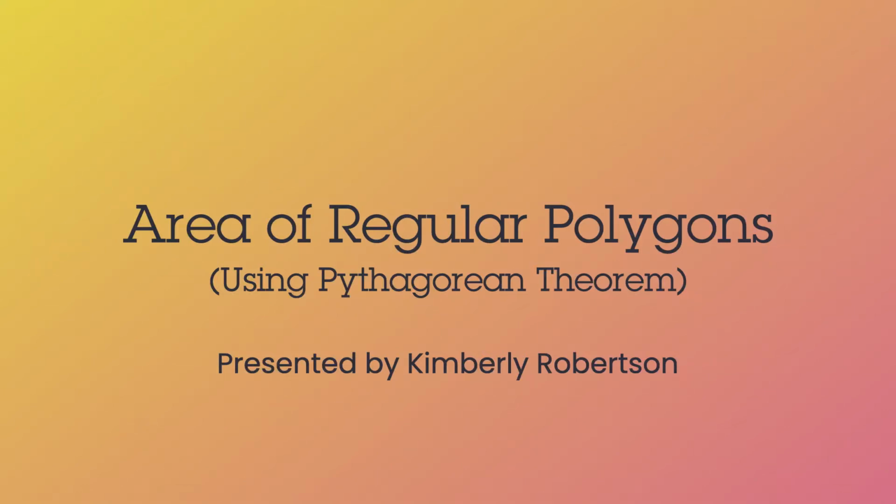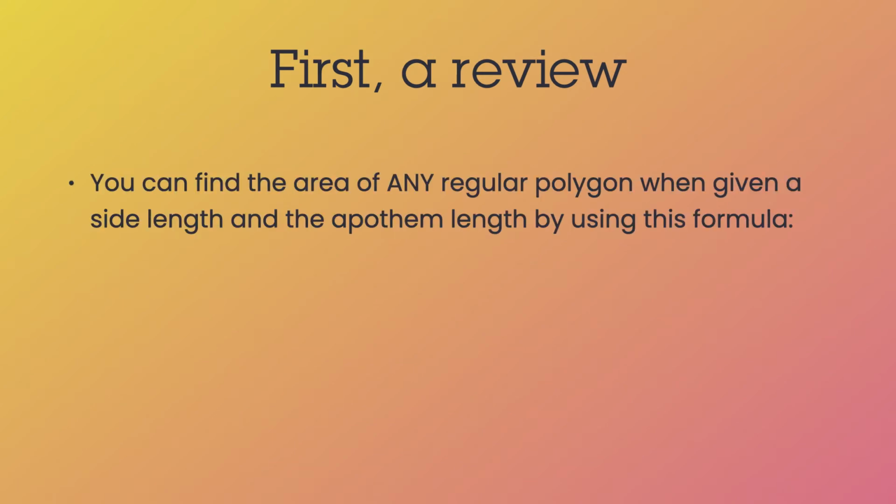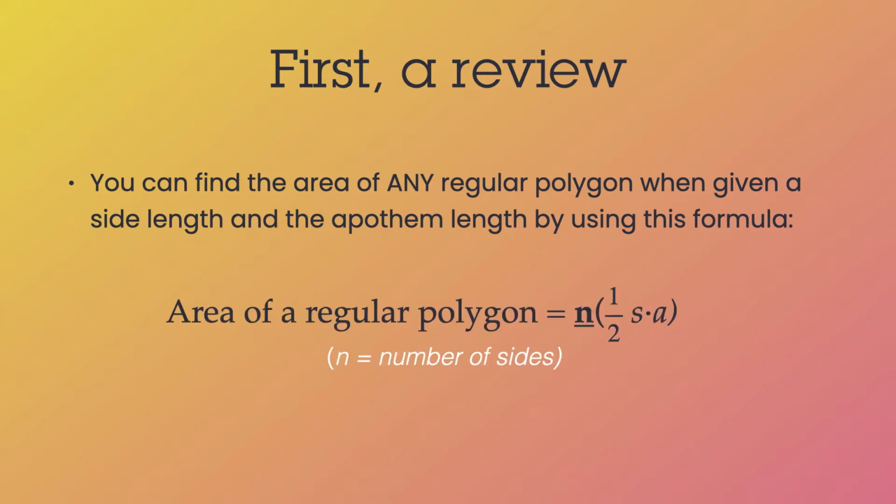Welcome. Today we're talking about how to find the area of regular polygons, but when you have to use Pythagorean theorem. First, let's review what we did in the last video. We found out that you can find the area of any regular polygon when given a side length and the apothem length by using this formula. So n is the number of sides, s is the side length, a is the apothem.